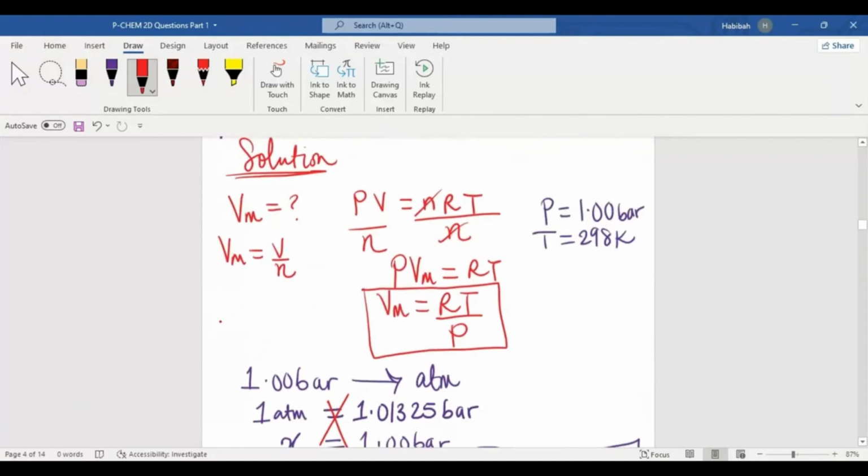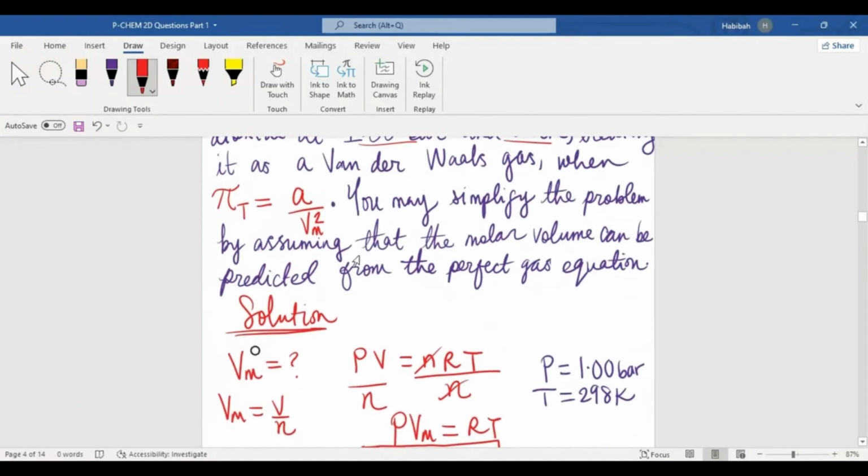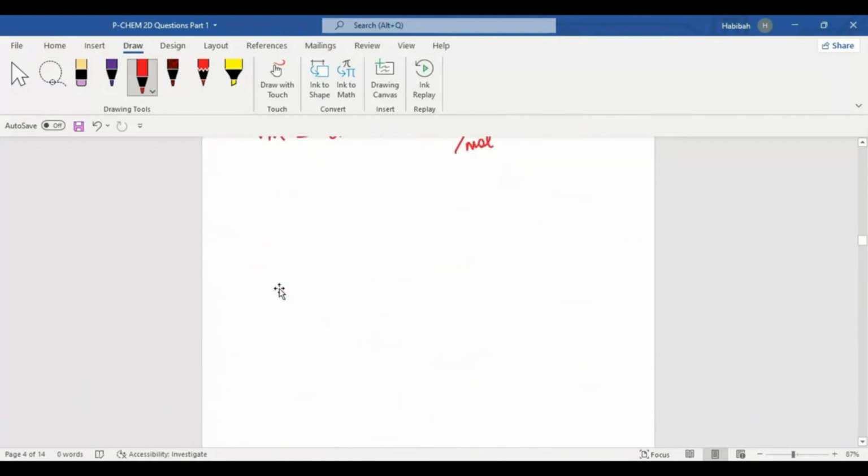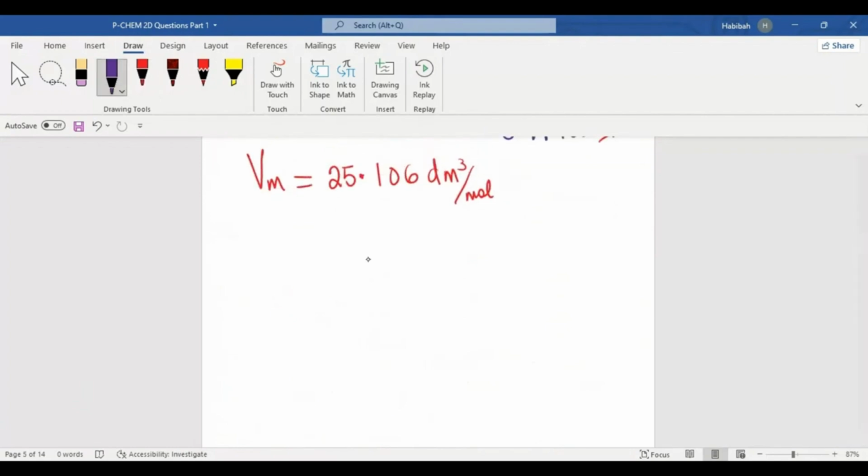Now, the next thing you have to do is use the formula for internal pressure. So pi sub T equals a divided by Vm squared. That's how we're going to estimate the internal pressure. We have our Vm, we don't have our a, we have pi sub T.